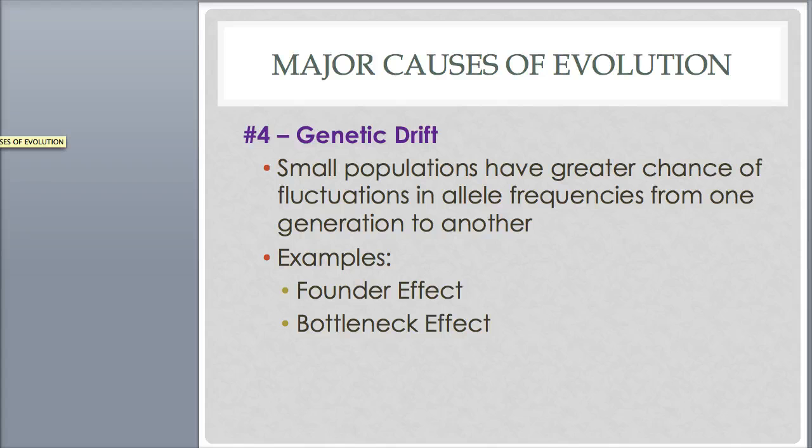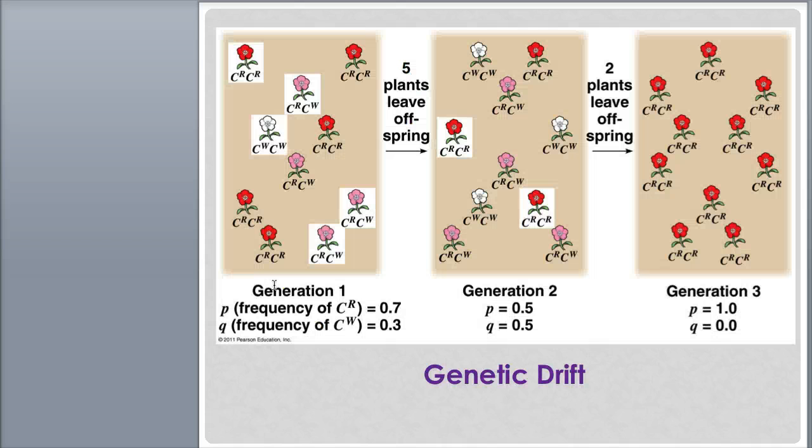Genetic drift, the definition is: small populations have a greater chance of fluctuations in allele frequencies from one generation to another. So genetic drift means if you have a small population, they have a greater chance that your allele frequencies or types are a little bit different. I want to talk about 2 specific ones, one called the founder effect and one called the bottleneck effect. So here's an example of genetic drift. It's not exactly the best example.